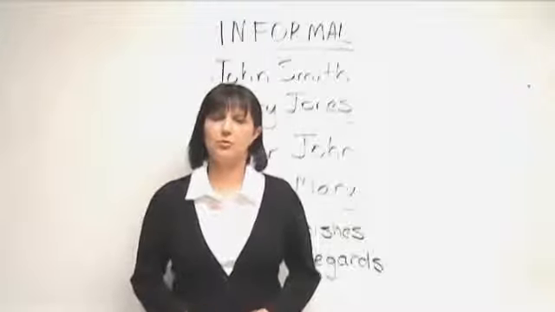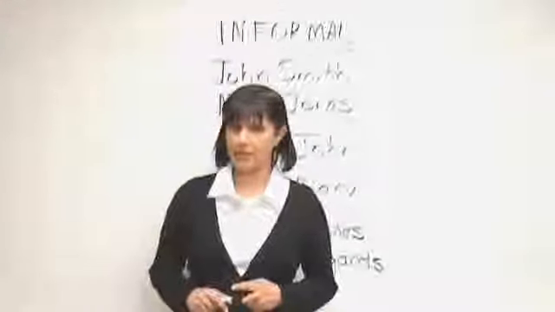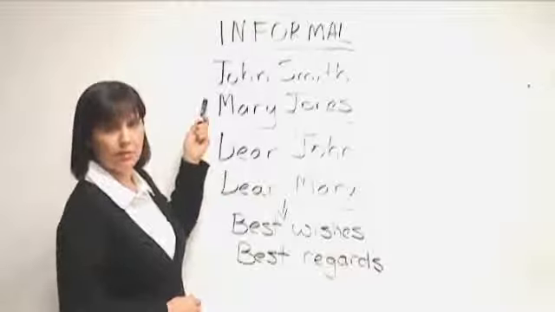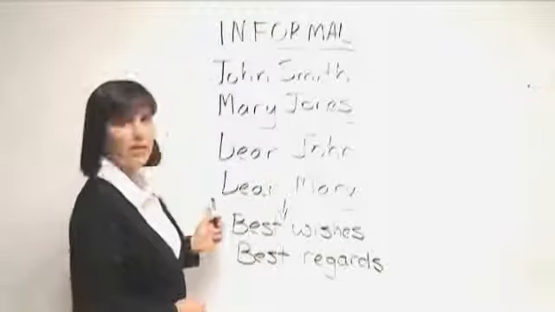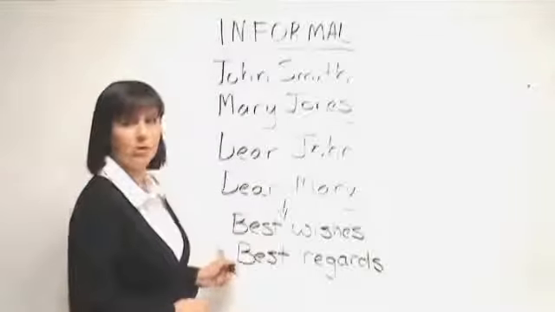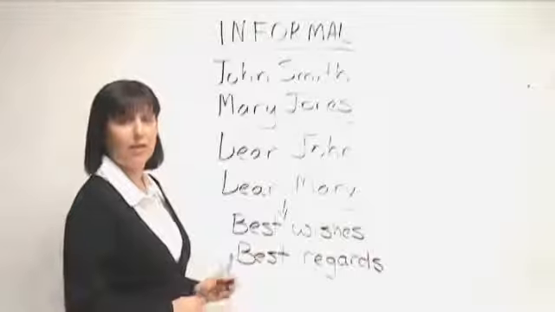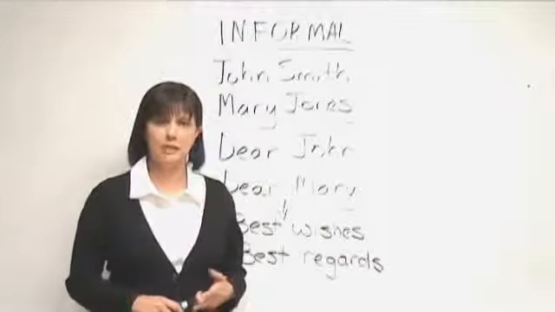Okay, did you have a chance to review your notes? We so far did the formal and the semi-formal way to begin a letter. Now we're talking about the informal way. So if you're writing to John Smith and he's your friend, you can write Dear John. For Mary Jones, you can write Dear Mary. For either of these beginnings, you can end with best wishes or best regards. I hope this has helped you in writing better letters, at least in terms of opening and closing.